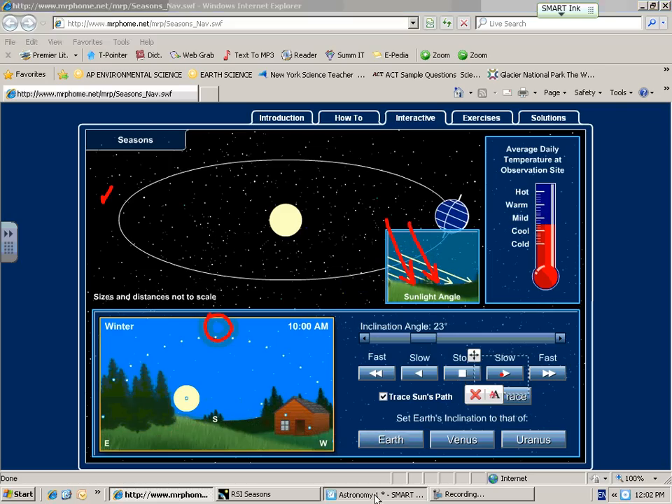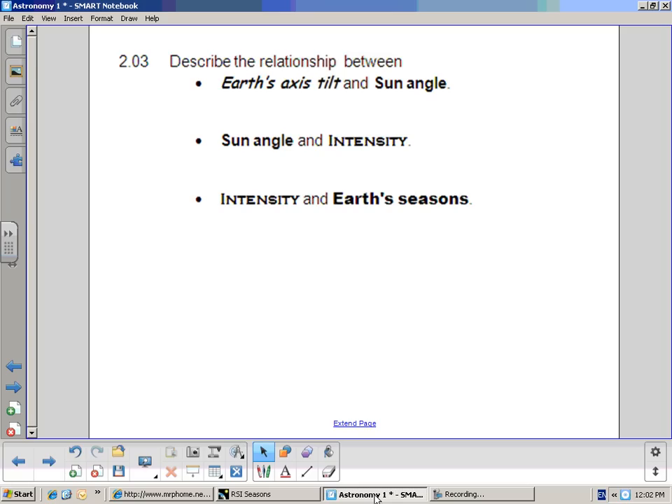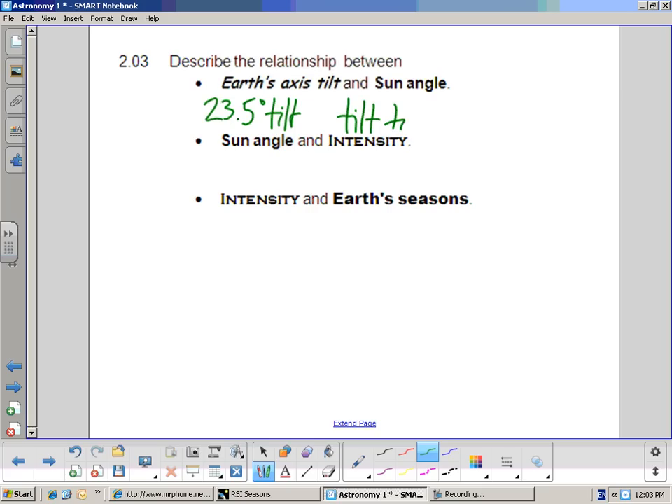So going back to our notes, what we're going to jot down is we know that we have a 23.5 degree tilt. And what we also said was that tilted towards equals a high angle. And that symbol that you see is actually the sun angle.